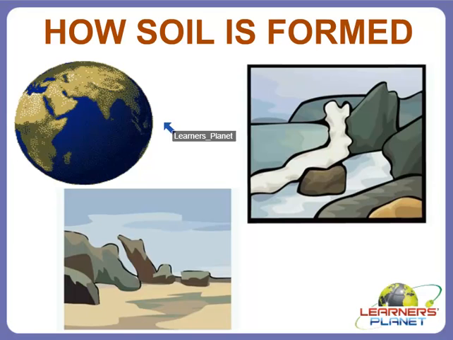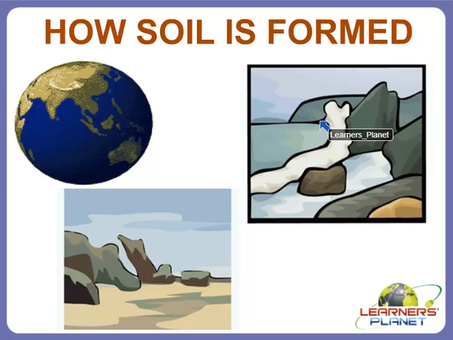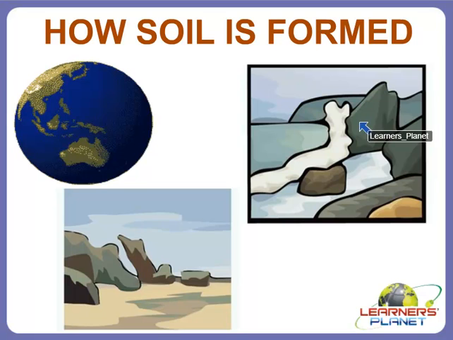Children, long ago there were huge rocks on the earth. Because of rain, sun and wind, these rocks started breaking. So children, we can see the rocks in the picture.